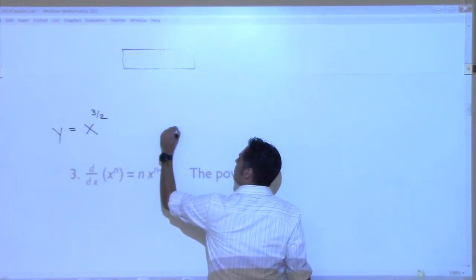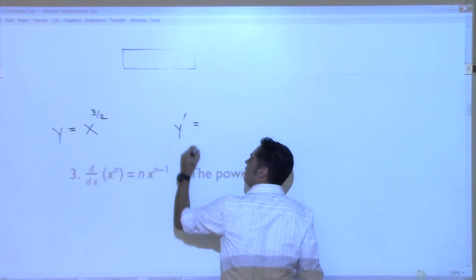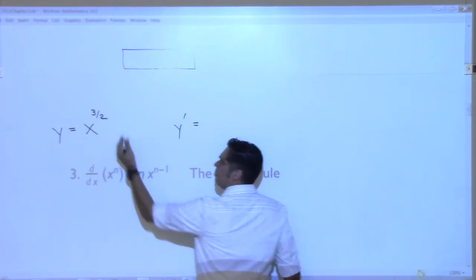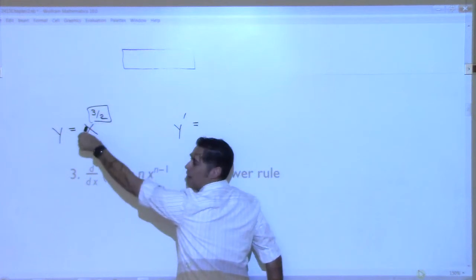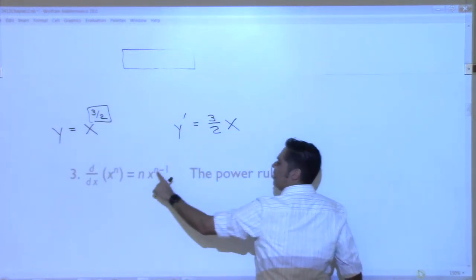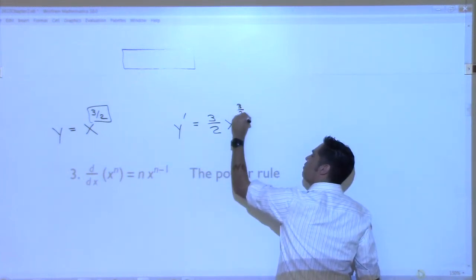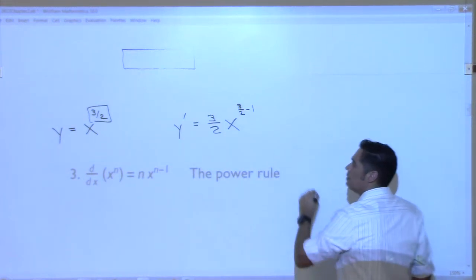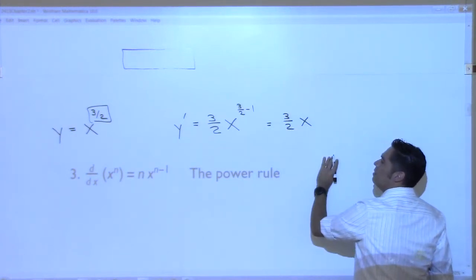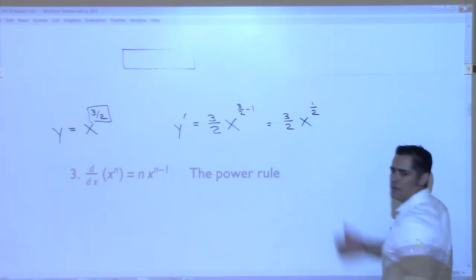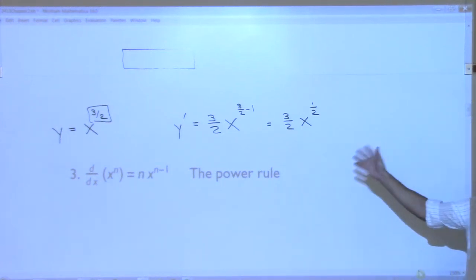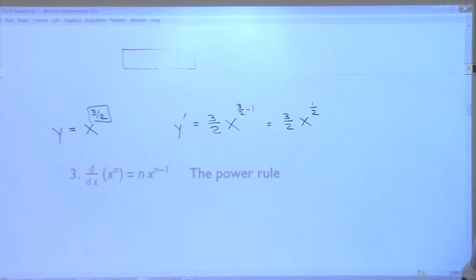The derivative of this, y prime, should be, so the power is what? What's n for us here? 3 over 2, right? So that's going to come out front, 3 over 2, x to the n minus 1, so 3 over 2 minus 1, which is 3 over 2 x to the 1/2. Well, that's what just took us like 10 minutes a little while ago, right? Isn't that nice?